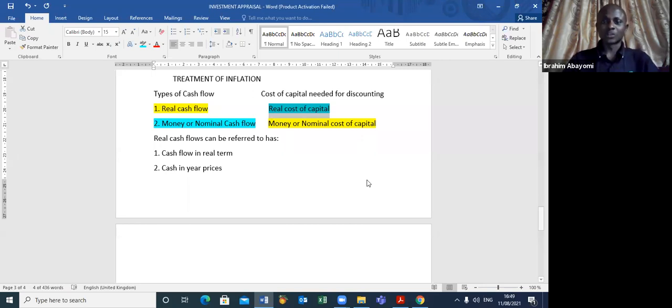So that is the principle. Discount real cash flow using real cost of capital, and discount money cash flow using money cost of capital.